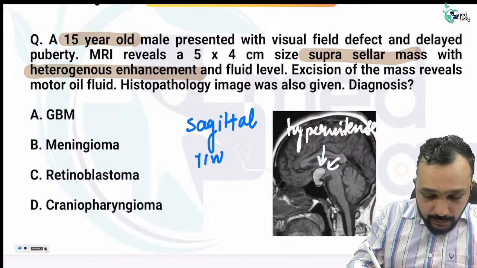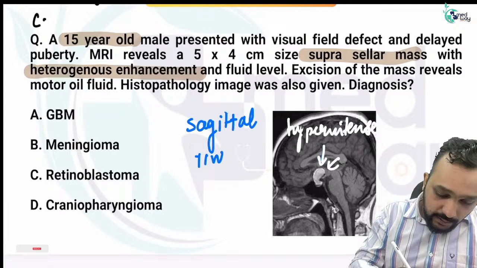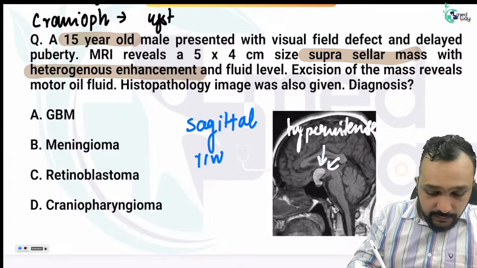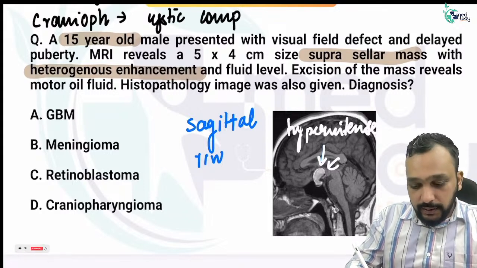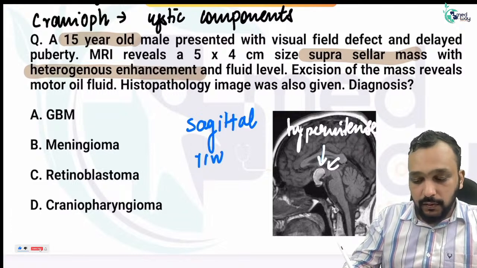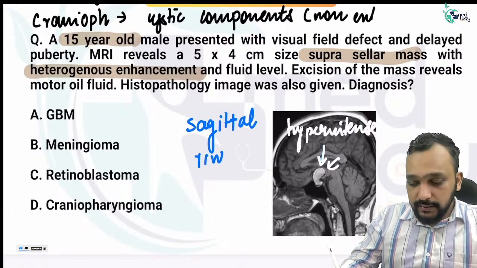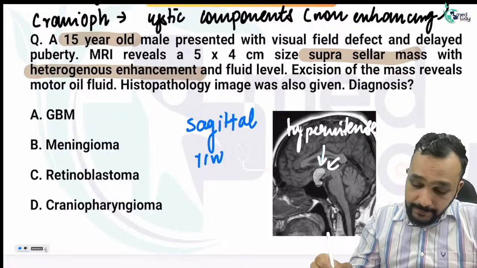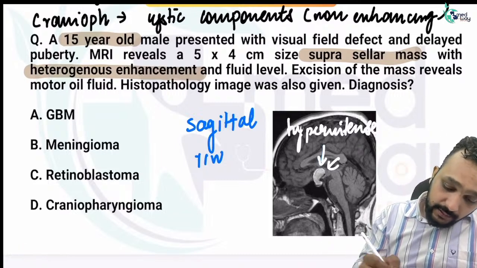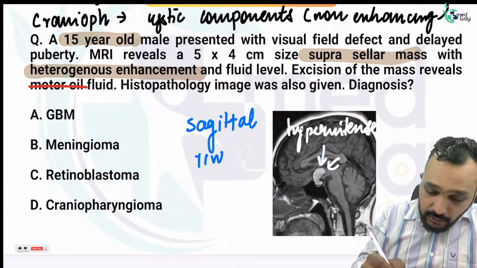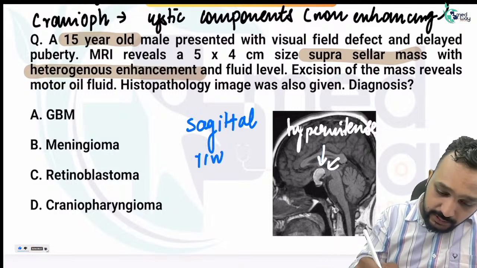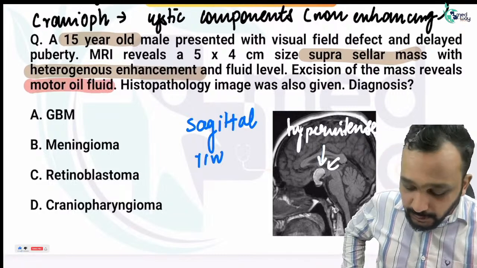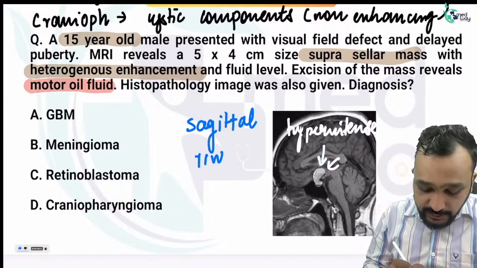If I talk about craniopharyngioma, it has cystic components within it. Cystic components of the lesion never enhance on contrast enhanced images, so it is going to show a heterogeneous enhancement. And excision of the mass reveals a motor oil fluid. Again, they have given you a very beautiful hint, motor oil fluid. So guys, these are characteristic features of craniopharyngioma.